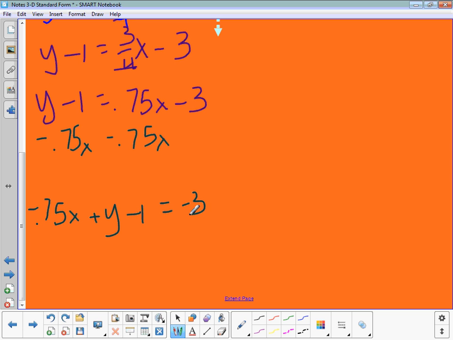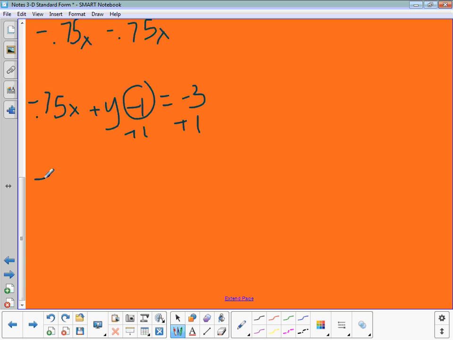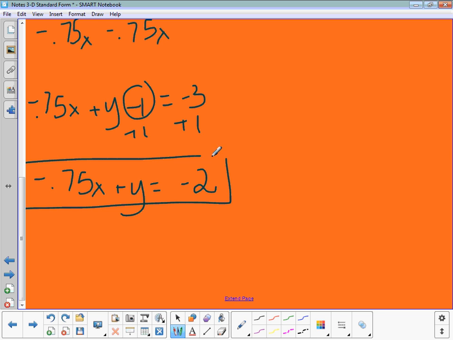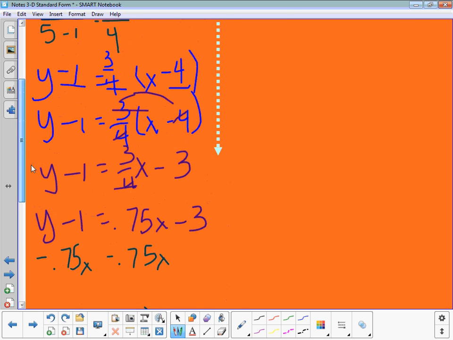So now I'm going to continue on. And what I want to do is take this minus 1 and get it to the other side, so my thing that's just a number is on the other side. So now I have negative 0.75x plus y, and then negative 3 plus 1 is just negative 2. So that right there is in standard form. Okay, your x's and y's are by themselves on one side.